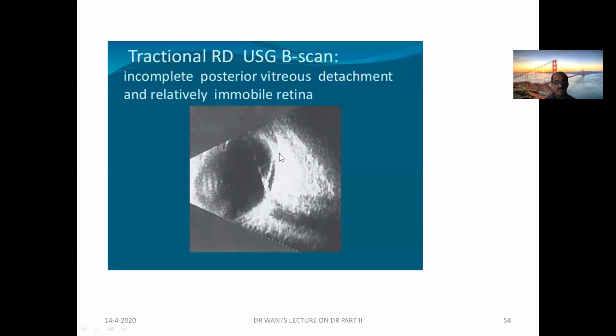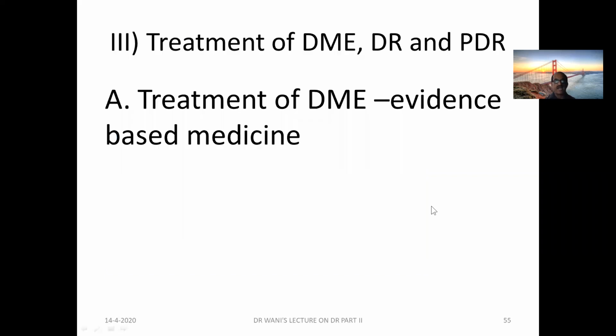So this is an example where a tractional RD is there. You can see this is the band of vitreous, the posterior hyaloid, which is pulling up the retina here, and the retina is tented up here. So this is the classical tractional RD.